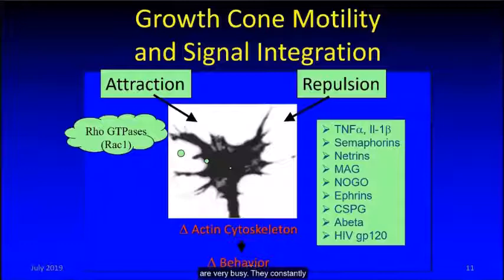Growth cones are very busy. They constantly take information in. This is attractive or repulsive information. Attractive information can be soluble molecules in a gradient or adhesive molecules. The growth cone turns towards the molecules, or the growth cone is repelled from molecules. This is a number of molecules that all kind of repel growth cones. In essence, these signals are translated through membrane receptors and some Rho GTPase family members into a change in the actin cytoskeleton, and then you see in the microscope a change in behavior: turning, slowing down, speeding up.